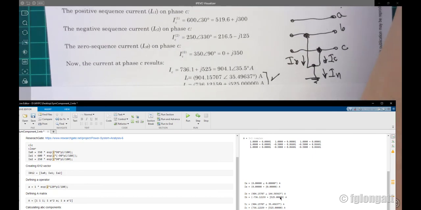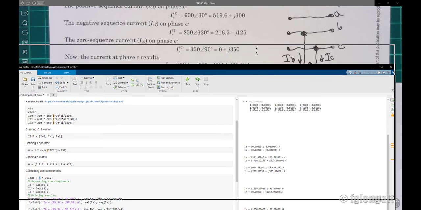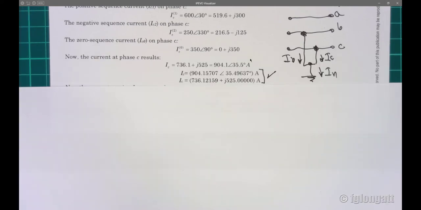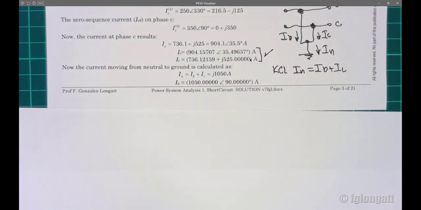Then let's go for the current C. Current C is 904.157 amps, and the phase angle is 39. Finally, what we want to see is the neutral current. I believe we already calculated it: 1050 amps. Let's see it in my presentation. Yes, that is the neutral current. The conclusion, I believe, is easy for all of you to see: the numerical results in my example and here in the MATLAB script all match.